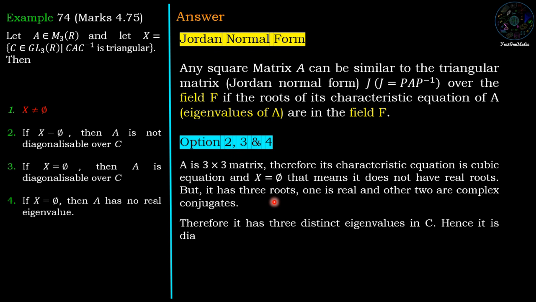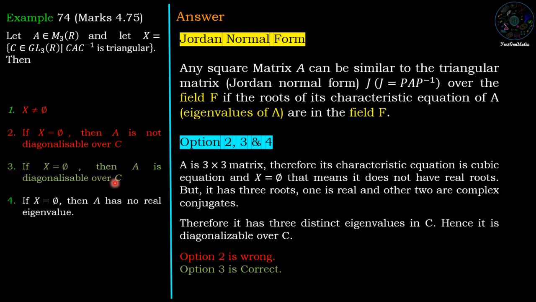Therefore, it has three distinct eigenvalues in C and therefore it is diagonalizable over C, which is the condition for diagonalization. If it has three distinct eigenvalues, then a 3 cross 3 matrix is diagonalizable. It has complex eigenvalues, so it is diagonalizable over C. So option number 2 says that it is not diagonalizable over C, which is wrong. Option number 3 says that if X is equal to empty, then A is diagonalizable over C, which is correct.